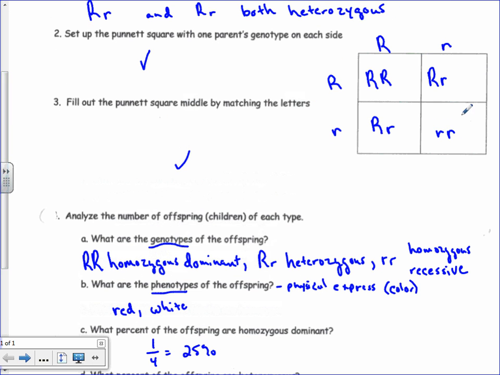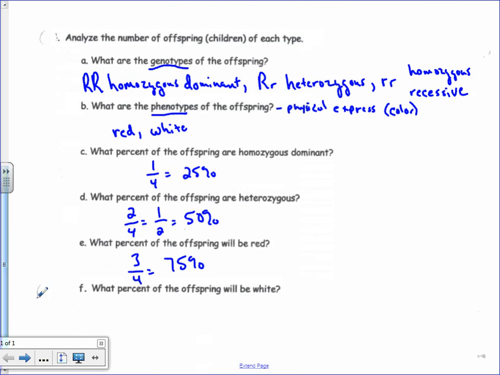What percent of the offspring will be white? Well, white will only be expressed if dominant is not there. So here we have 1 out of the 4 with no dominant, so 1/4 or 25% will be white.